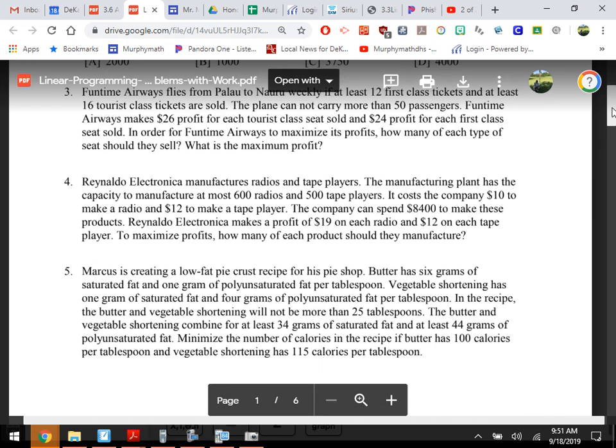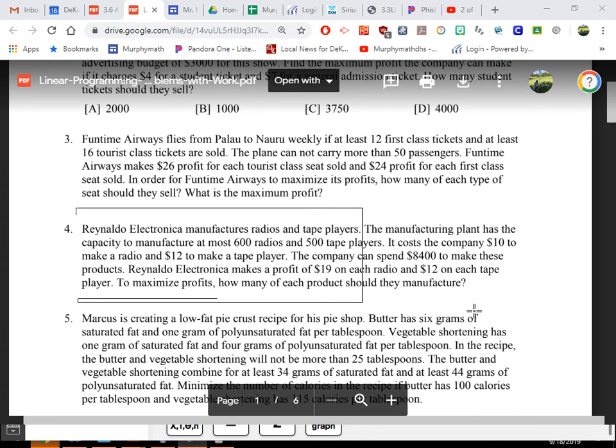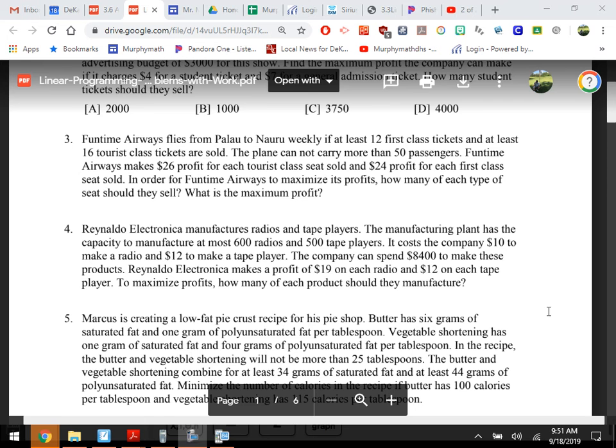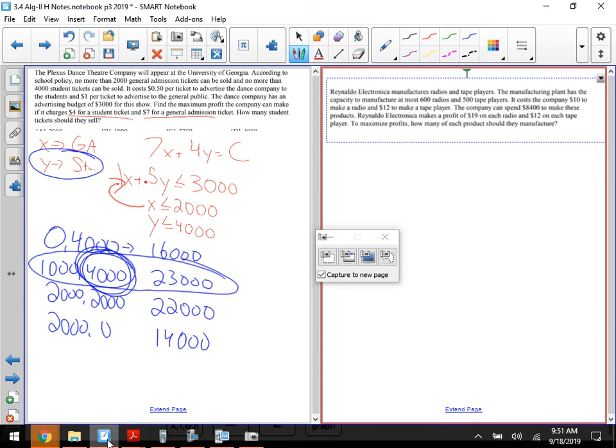Number 3 is basically the exact same thing as number 1. What you're looking at there, you've got 12 tickets and 16 tickets have to be sold, and then it's like an X plus Y is 50, and it works really fast. What I did want to do is walk through number 4, because the numbers are a little bit larger. Sometimes people freak out when they see bigger numbers. Hopefully we'll get over it soon.